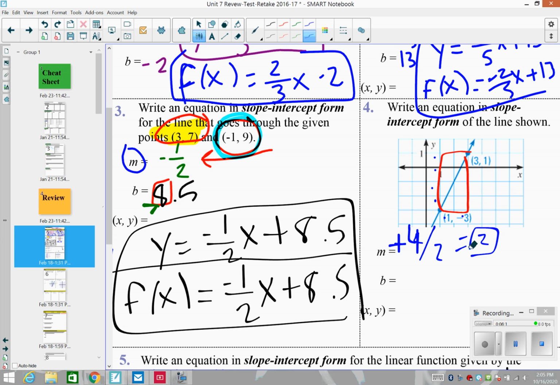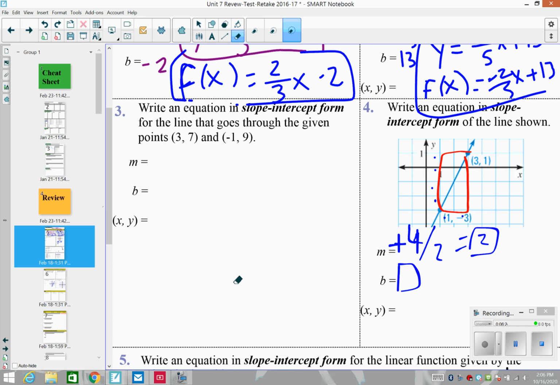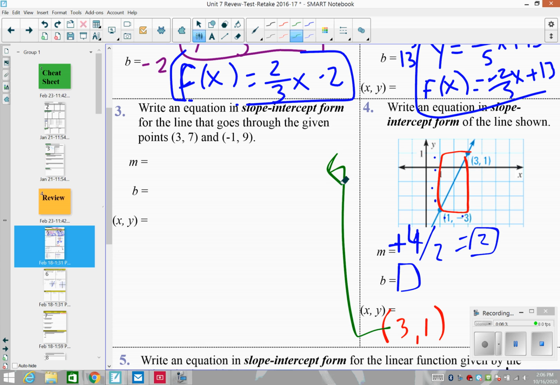Verify. Rise. 1, 1, 2, 3, 4. Yep. Slope is 2. Y-intercept is unknown. We don't have a y-intercept here, so we're going to go get it. I'm going to erase over here so I have some space. So I choose one of these points. I'm going to choose data point 3, 1 because they're both positive, a little easier to work with. And I'm going to do some work to get that b.